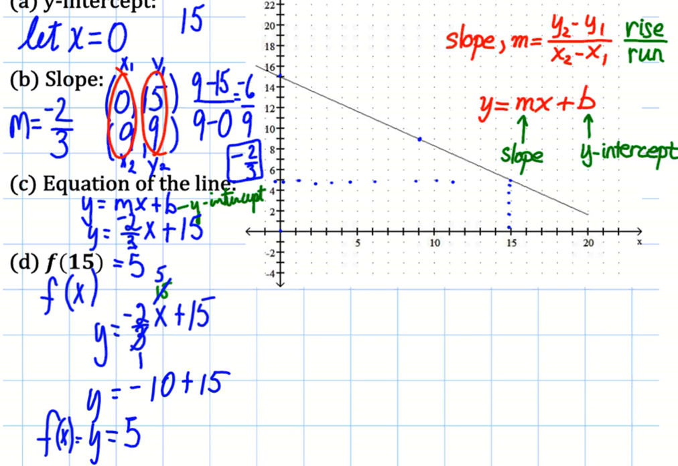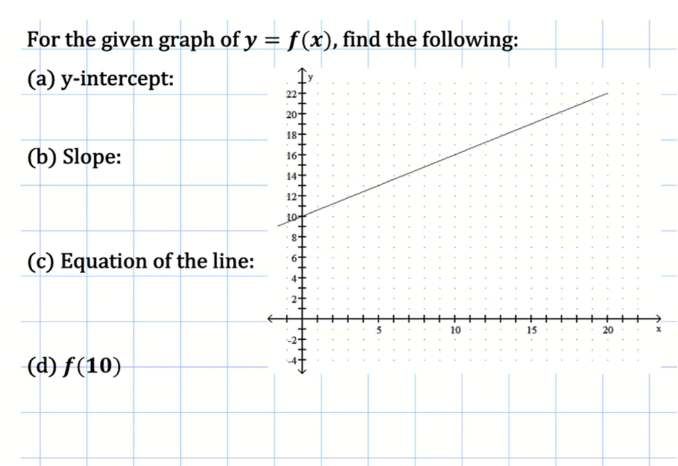Let's look at another problem. If you remember, the previous problem was going down. It had a negative slope. This problem is going up. So we will assume, and we do know, that it will have a positive slope.